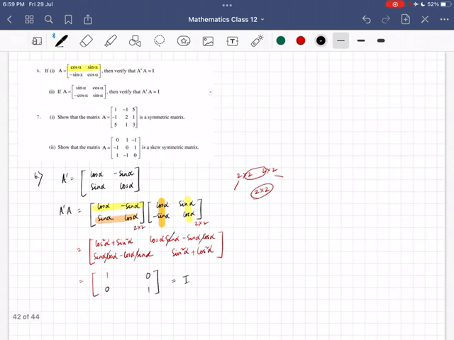Question number 6.2 will be homework for you guys. So you can do it as homework. It is exactly same as that one. Now let's do question number 7, 7.1.